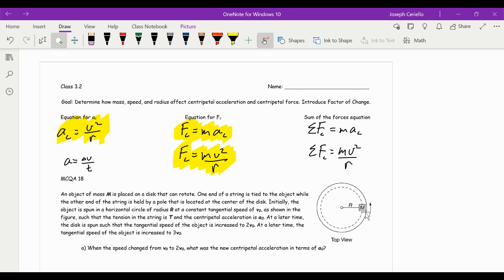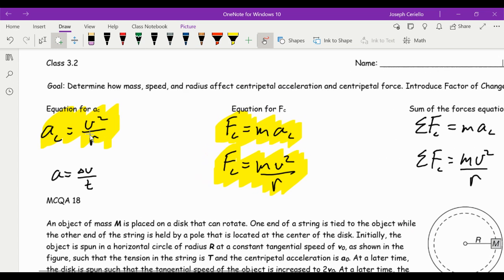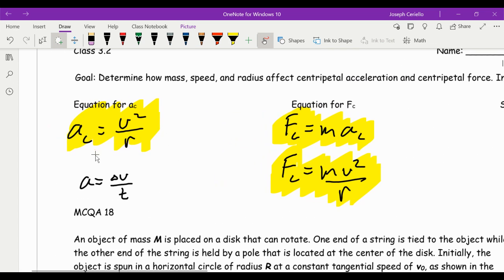Our goal is to determine how mass, speed, and radius affect centripetal acceleration and centripetal force. We're going to introduce a thing called factor of change. So our centripetal acceleration equation is right here. Centripetal acceleration is equal to v squared over r. Now, keep in mind that's the tangential velocity or speed, because remember, it's always changing in direction. So it's the magnitude of that number. It's really similar to our acceleration equation, change in velocity over time, but this is centripetal, so it's v squared over r. If you want to check it out, the units actually end up being the same. They're still meters per second squared.